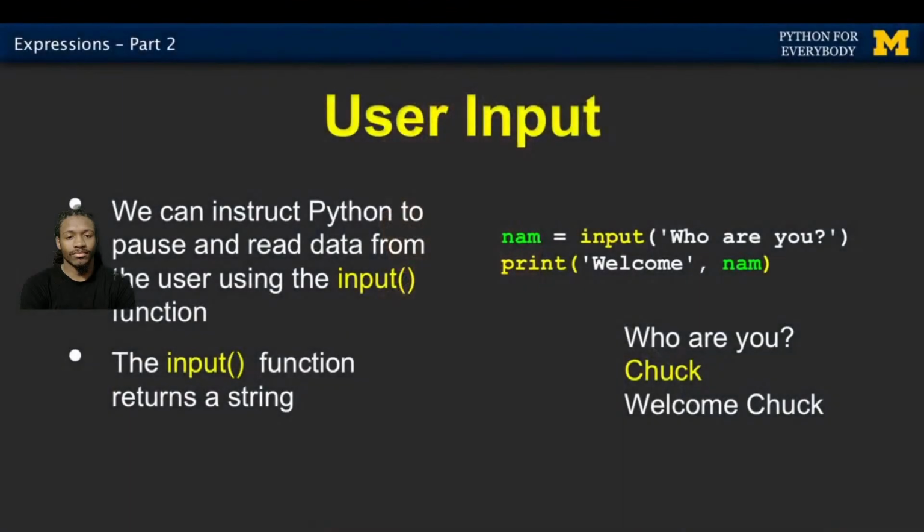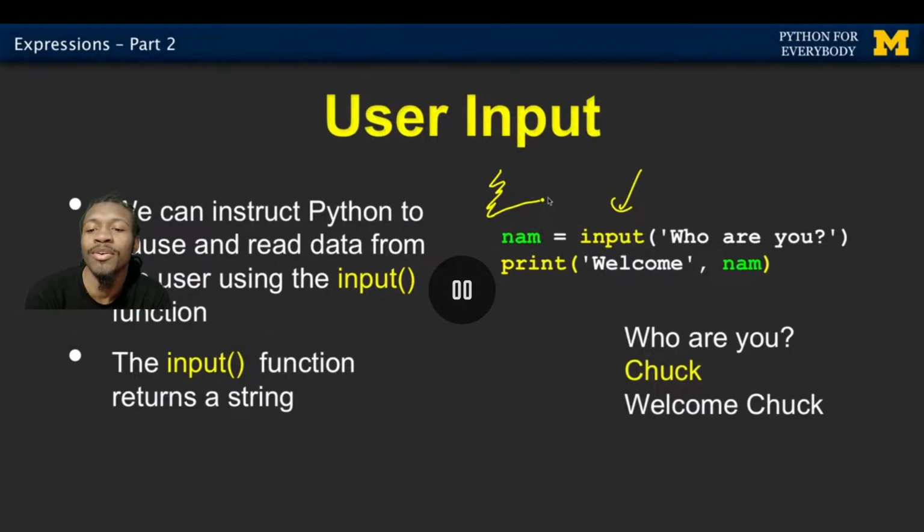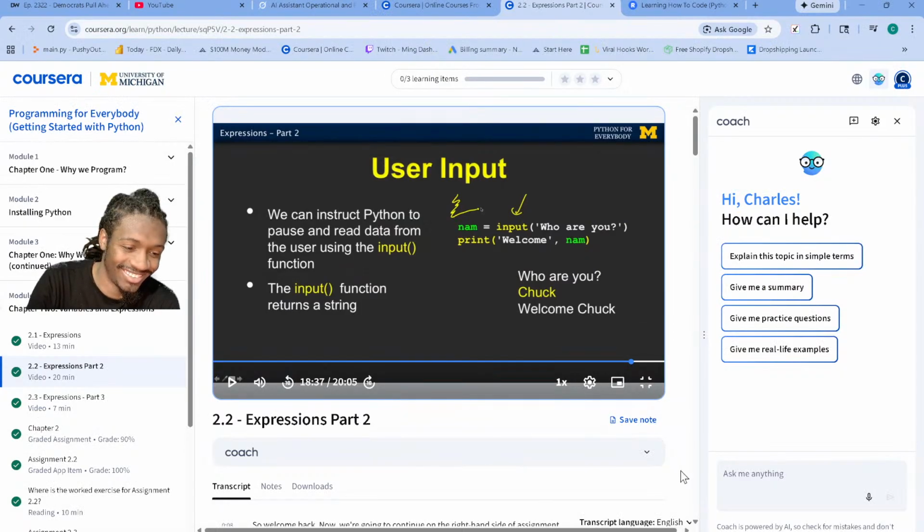Okay? Now, how do we get data from the outside world? So this is the keyboard. Eventually we'll talk to networks and databases and files, but right now we want to take the keys from the keyboard and get it into a variable. So we have another function, a special function, the input function. And when Python comes running in here, we can instruct Python to pause and read data from the user using the input function.